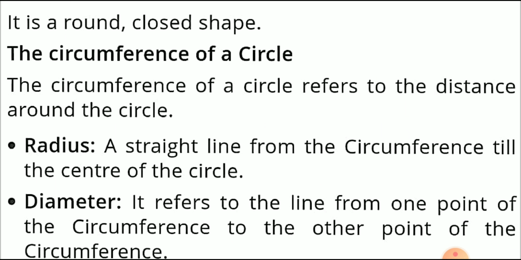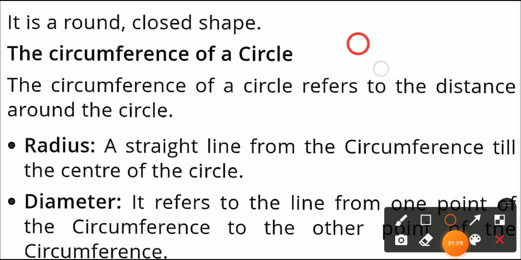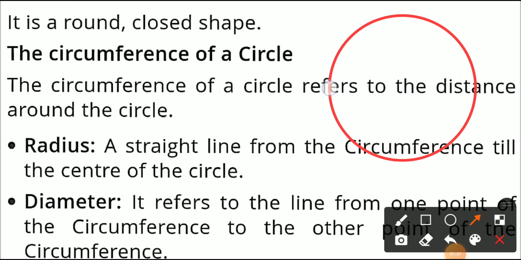Diameter refers to the line from one point of the circumference to another point of the circumference. Diameter always crosses through the center of the circle. It touches the center point of the circle. You cannot draw the line here and there because this is not the center. Here this is the center point. That's why it is known as the diameter.